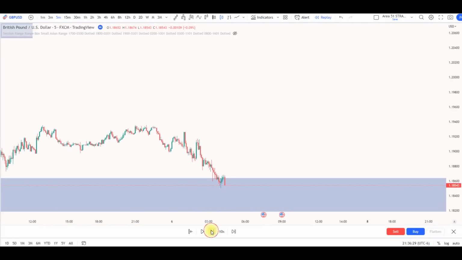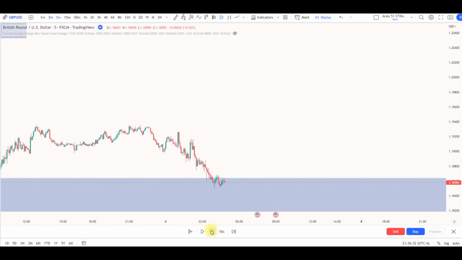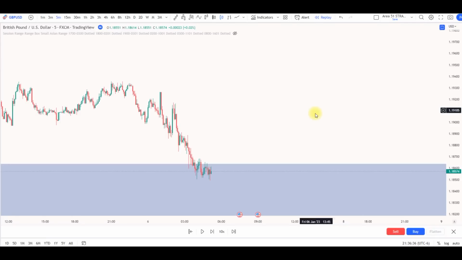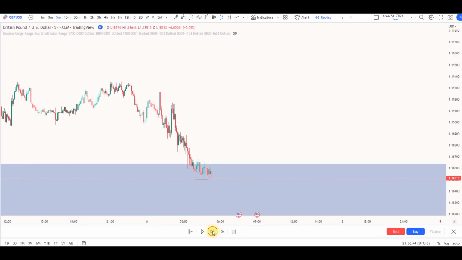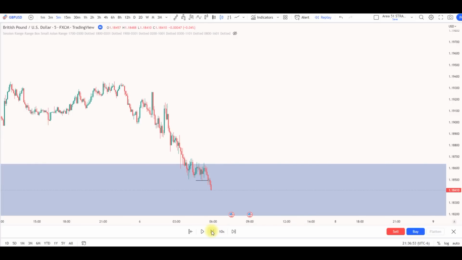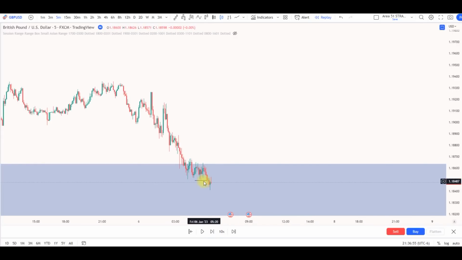We still don't have any change yet. Market is still going down. Price still going down, creating lower highs, lower lows, breaking structures to the downside. Another break of structure here to the downside. We are still continuously breaking to the downside, and we are trading within the higher time frame demand zone.